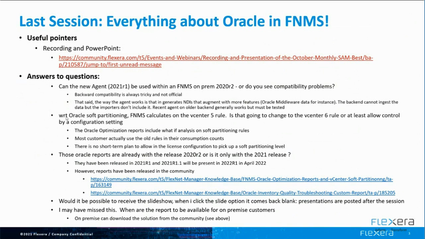use. Just a reminder, the Oracle optimization reports that have been published in 2021 R1 and 2021 R1.1, and which have also been published, as you see here, in the community for on-prem customers, even for older versions. These reports include this what-if analysis and this comparison: what is the additional cost if I'm using this and this. And what I can say is that there is no short-term plan to extend the license logic to include the choice of the level of partitioning. This may change, but this is not what we have in the planned release.